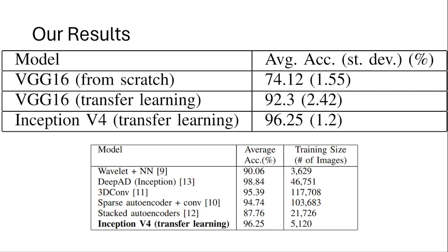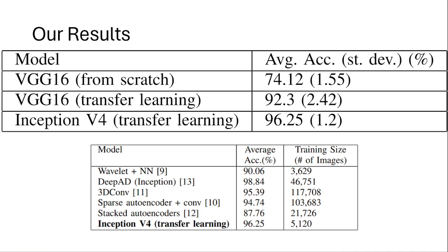So here are results. When we did VGG16 trained from scratch with Alzheimer's information, we got an average accuracy of 74%. When we used transfer learning, which was using the ImageNet trained VGG16 model and then retraining it using Alzheimer's data, we got a better result of 92% average. Then we did InceptionV4 and we got an even better result of 96% average.